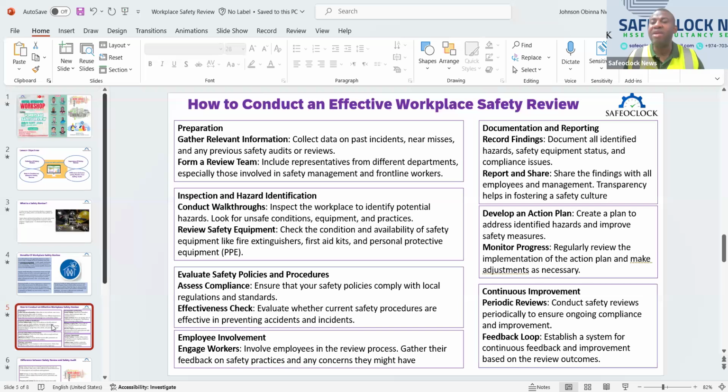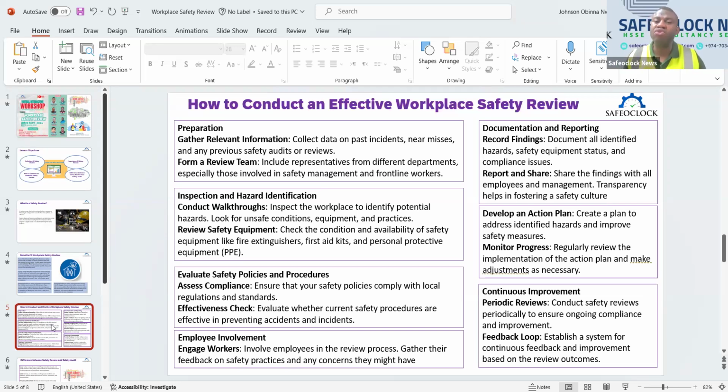Then the next step is to involve the employees. Most times safety professionals think that because they know it all, they can recommend corrective actions, they can recommend everything without involving the people who are doing the activity themselves. So workers' involvement is very, very much recommended during safety review. Ask them questions in the workplace. Try to find out their understanding of those procedures and policies, even their SOPs, the standard operating procedures that they are using. Try to find out how they understand it and how they are implementing it.